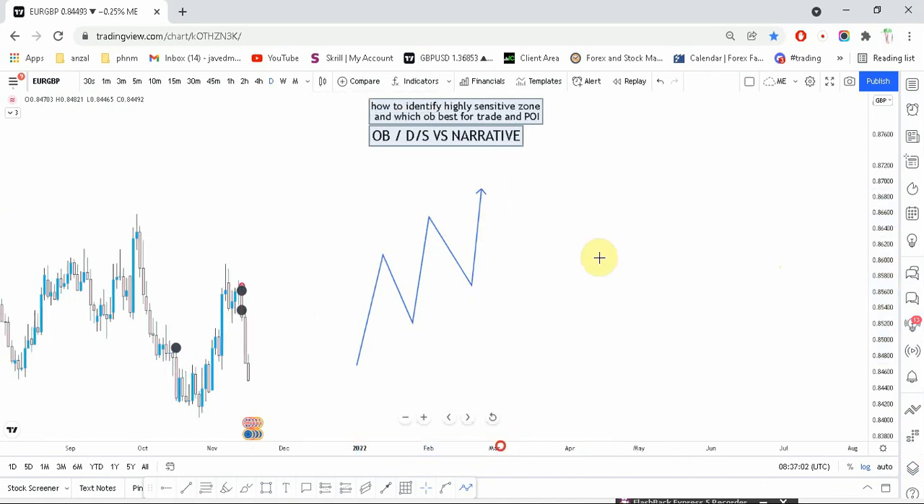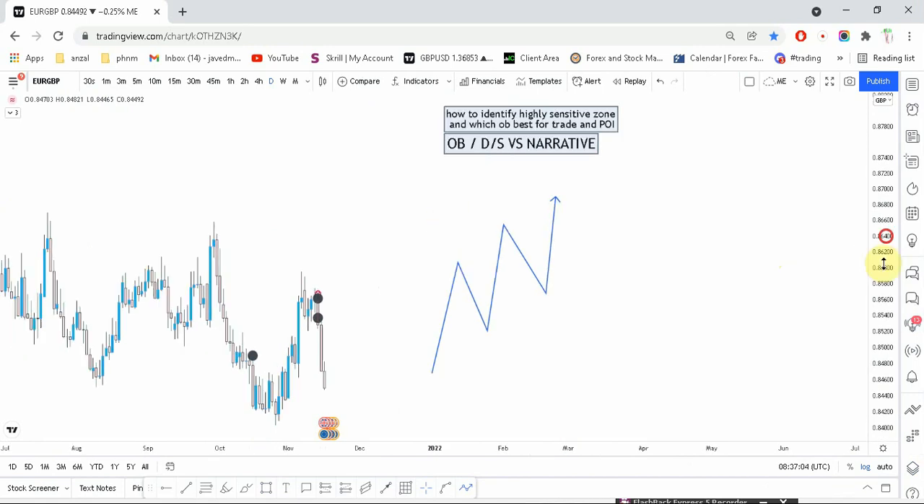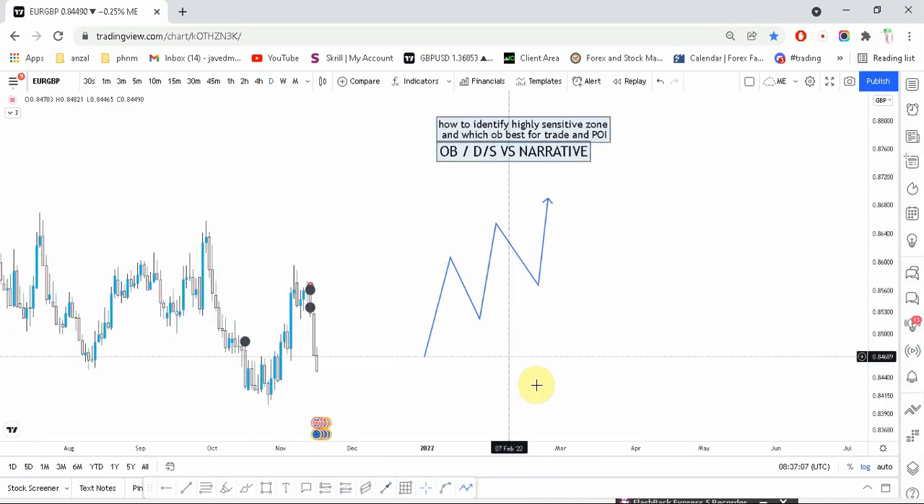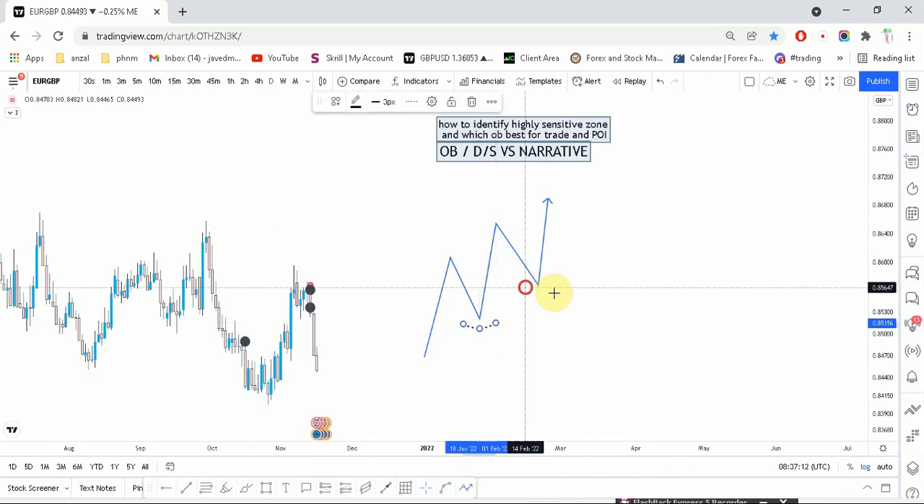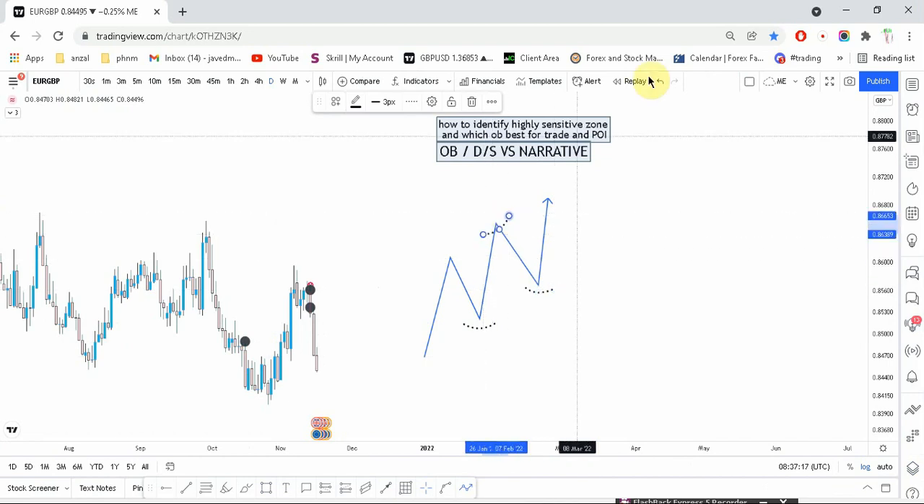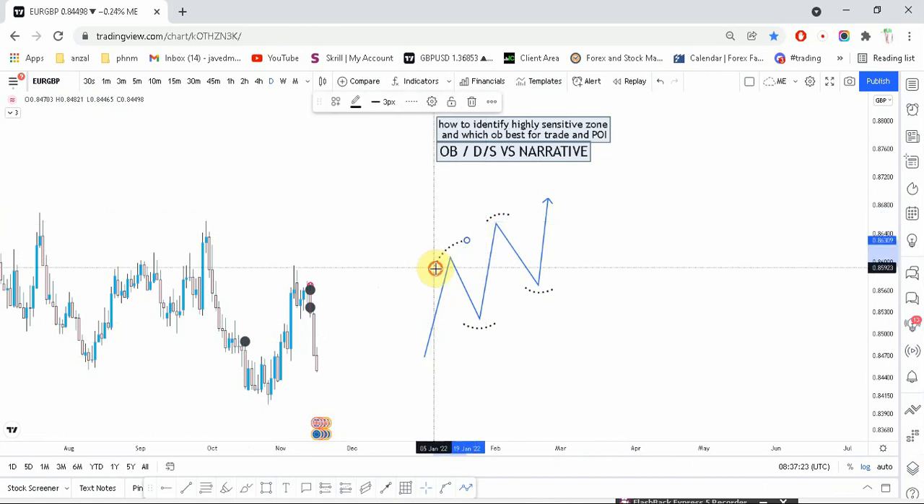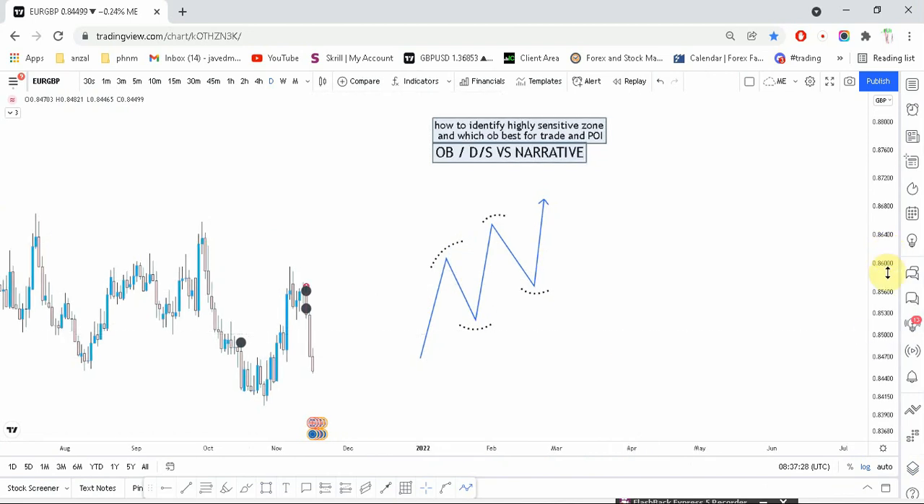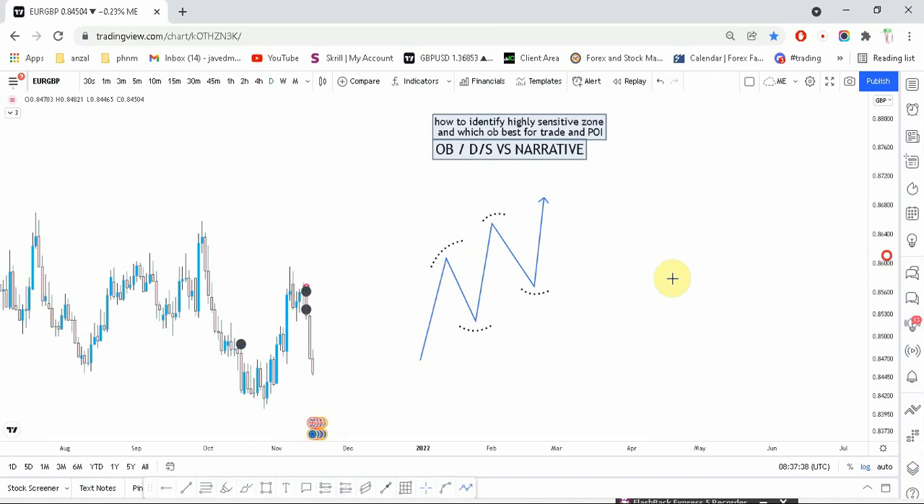Okay guys, today we will speak about smart money traders: how smart money traders teach you, how smart money traders take a trade, and how those people look at the market.